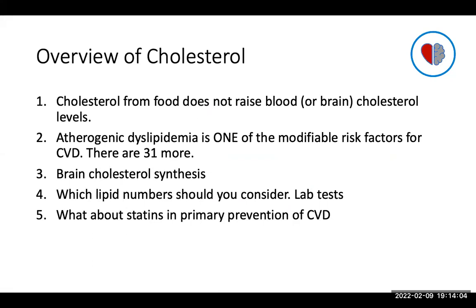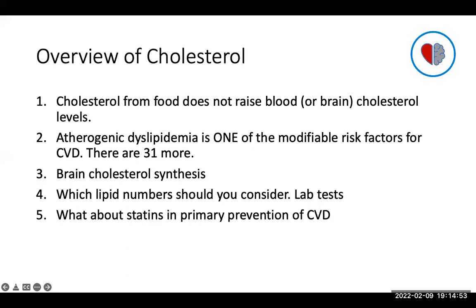So, overview of cholesterol. As you can see, there are many things to talk about with cholesterol, and I don't think I'm going to have time because it's already, how much time have we taken already? About 20 minutes? So one of the most important messages, which in this group I don't think I need to reiterate, but I'm sure all of you are aware of, is that cholesterol from food does not raise blood or brain cholesterol levels. So what do I mean by that? Even today, many doctors will tell their patients, don't have coconut oil, don't have too many eggs, and if you have eggs, don't eat the yolk. Eat only the white. That cholesterol does not raise blood cholesterol.